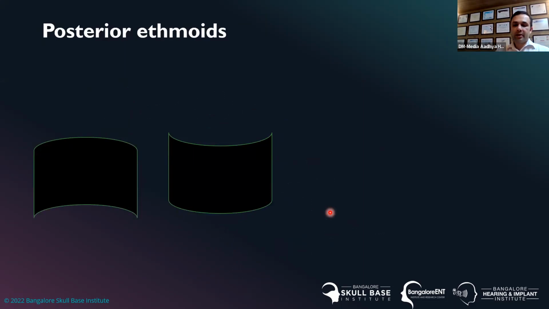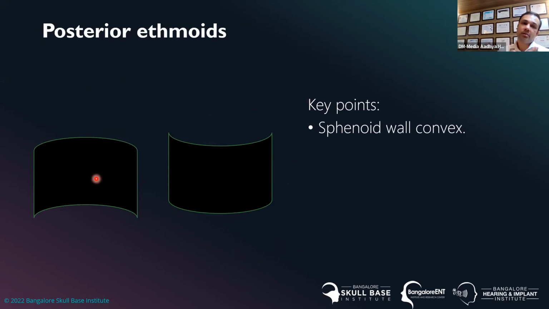So how do we identify the posterior ethmoids? Once you've gone beyond the ground lamella of the middle turbinate, you come into the posterior ethmoids. There are multiple posterior ethmoid air cells. How do we identify them? It's all based on the curvature, right? The sphenoid wall is convex, the posterior ethmoid wall is concave. That is how we identify and help in differentiating between the posterior ethmoids and the sphenoids.